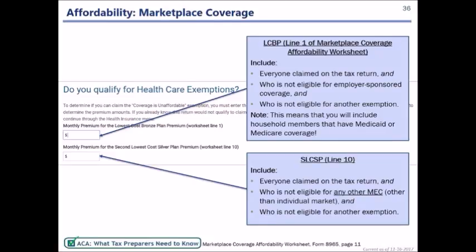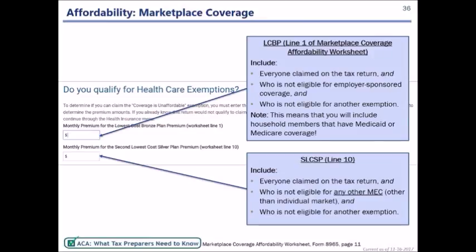Line 1 is the lowest cost bronze plan, and it's going to include everyone claimed on the tax return who is not eligible for employer-sponsored coverage and who is not eligible for another exemption. So this is going to mean that you're going to include household members that have Medicaid or Medicare coverage, because there's no exclusion for them. We're only excluding people who are not eligible for employer-sponsored coverage. They can be enrolled or eligible for other coverage.